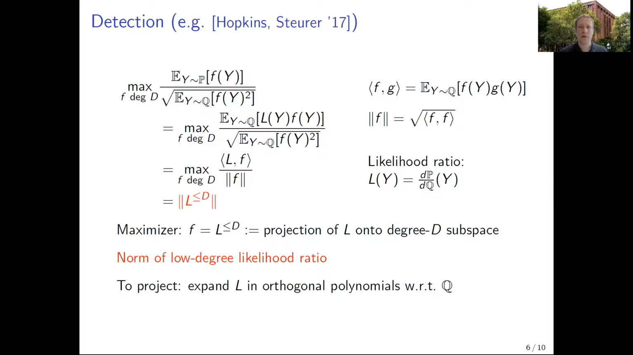In order to actually carry out this projection step, we need to expand L in a basis of orthogonal polynomials with respect to Q. And typically such a basis can be found if Q has independent entries.